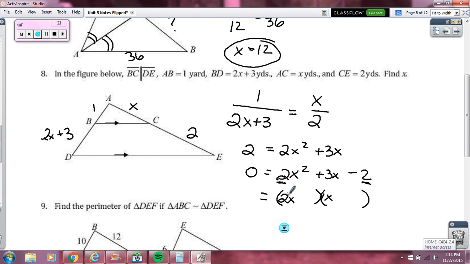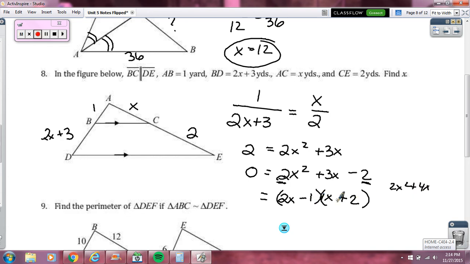Let's see. And then I've got to have, let's see, if I want to have positive 3, let's try out maybe plus 2 and minus 1 and see what that would get us. So 2x times x would give me 2x squared. 2x times 2 would give me 4x.